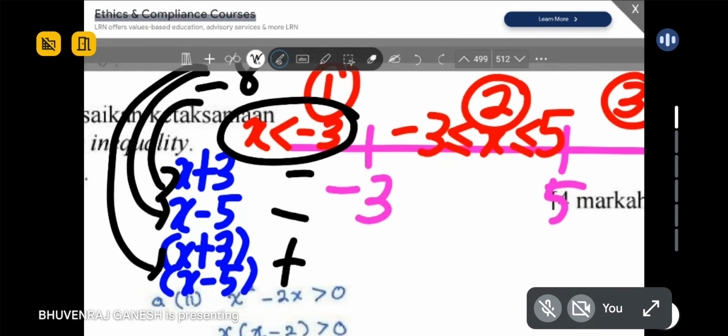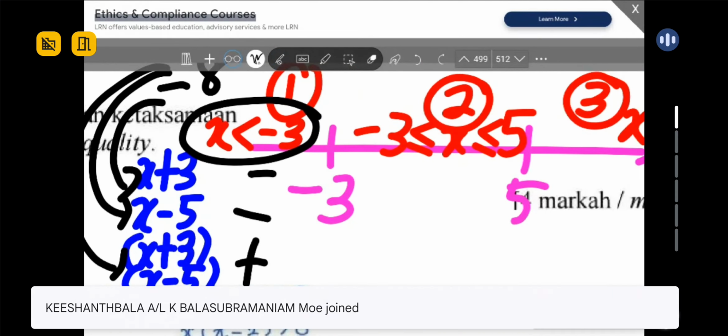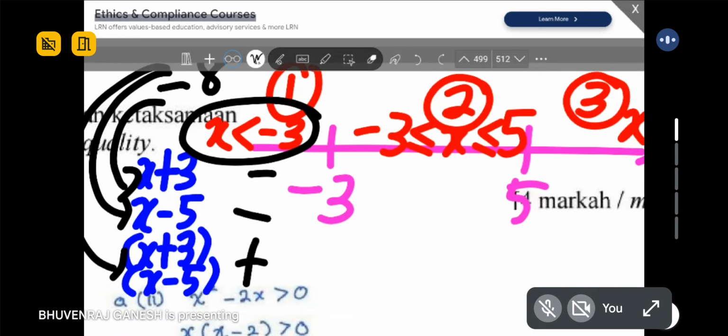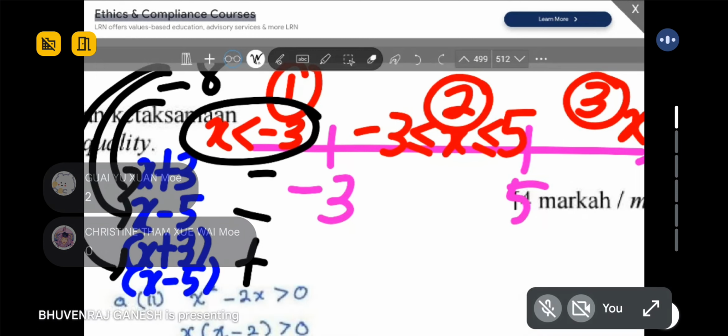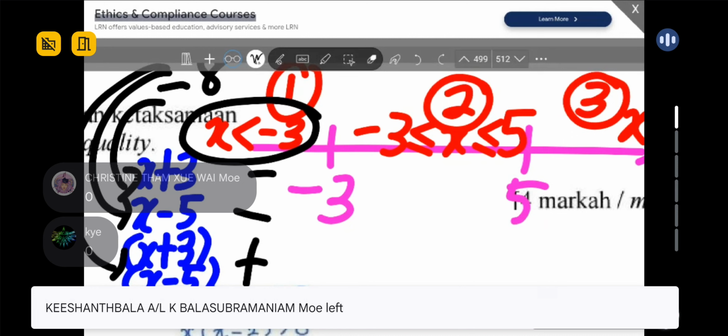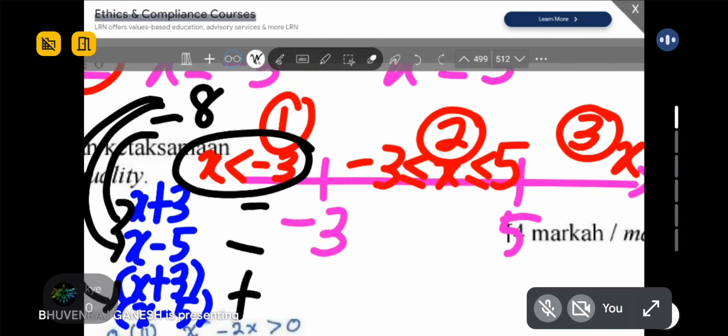Okay? And then you see number 2, guys. So give me a number between negative 3 and 5. Anyone? Any number between negative 3 and 5? 3. Okay, yes. I choose 3. So 3 means 3 plus 3, positive. Okay, so the first one is positive. 3 minus 5, negative. And then positive times negative, you will get negative. Correct? So that is number 2.